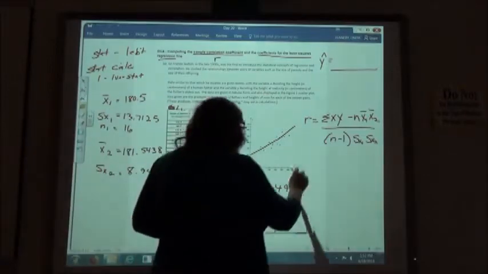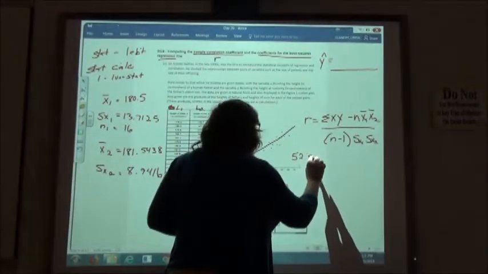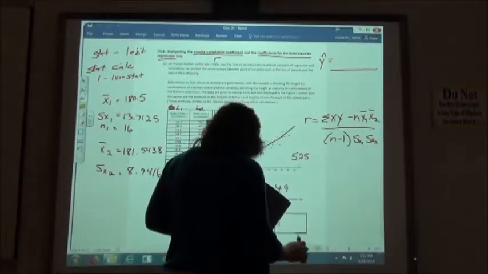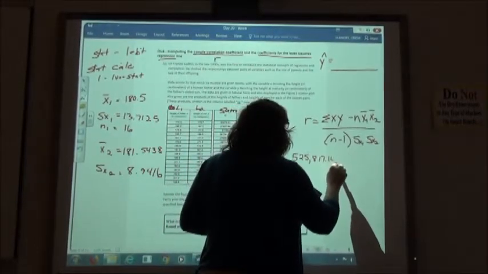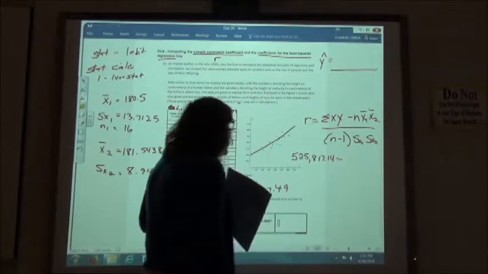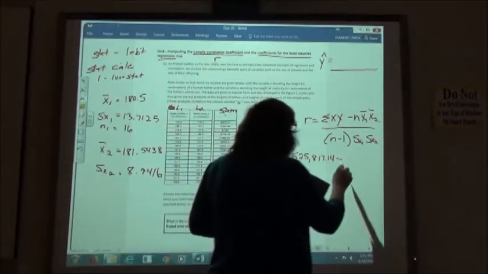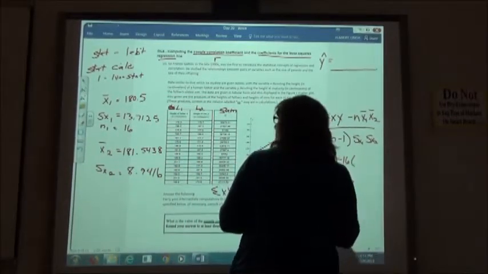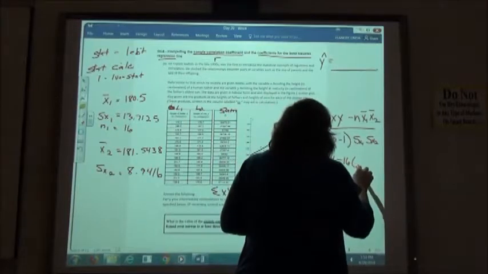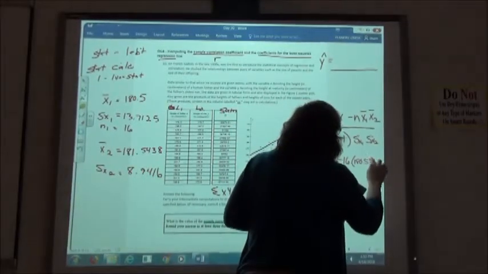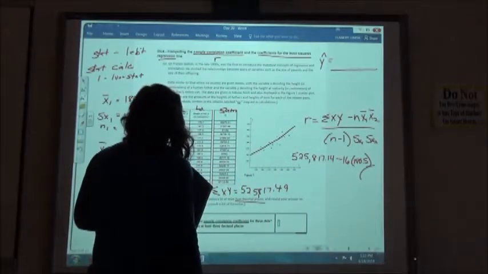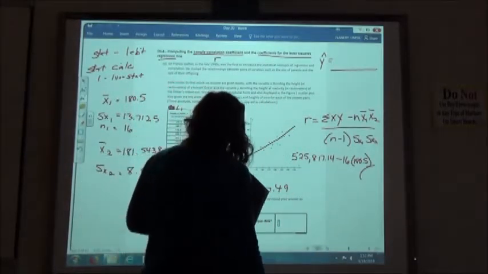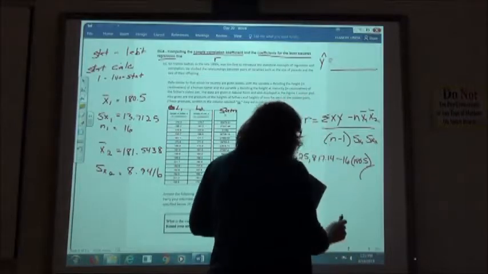So I'm going to take 525,817.49 minus n was 16 times the 180.5 times, I'll sneak it down there, the 181.5438.